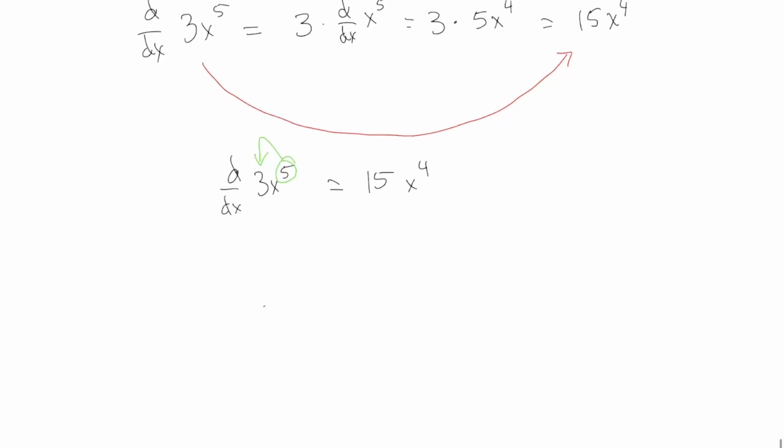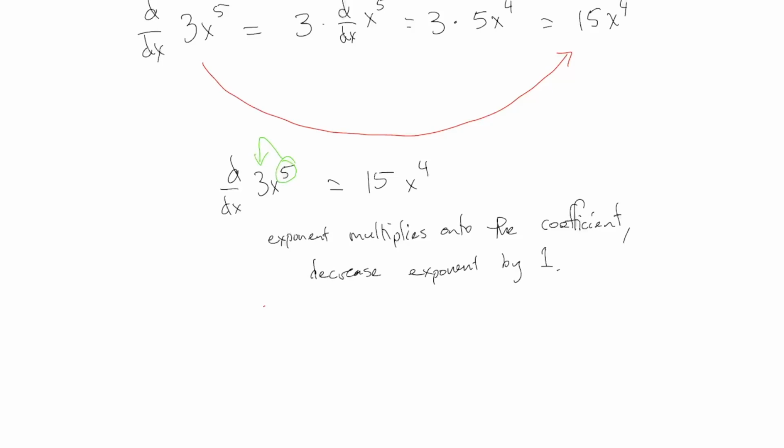So the way to sort of think this through is the exponent multiplies onto the coefficient. And then, as usual, you decrease the exponent by 1. All right? This is the way that I wouldn't actually memorize these as formulas. I would sort of remember this little slogan here. You move the exponent down into the front and multiply it onto the coefficient and then decrease the exponent by 1. All right.